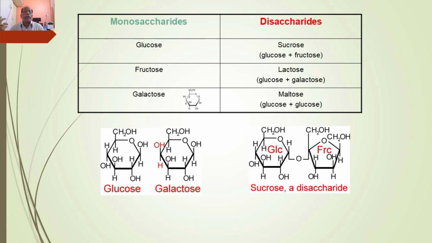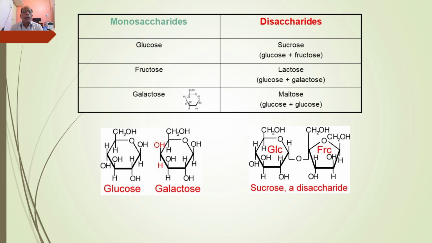Then glucose and galactose form lactose, and two glucose molecules join to form maltose. So these are the three examples of the disaccharides, where each disaccharide, that is sucrose, lactose or maltose, is formed by joining two monosaccharide molecules such as glucose, fructose or galactose.